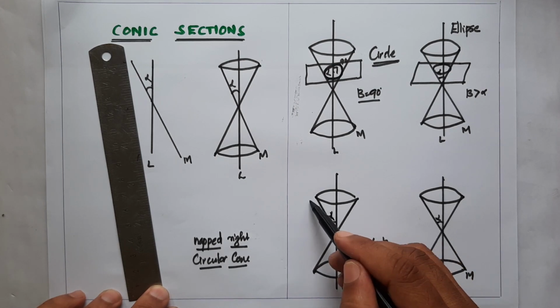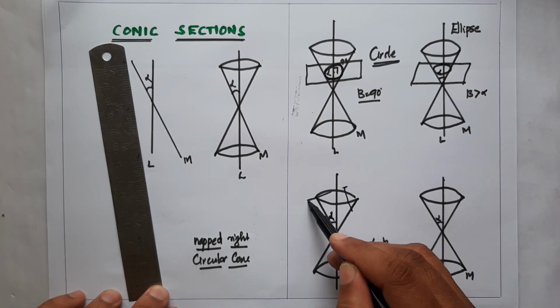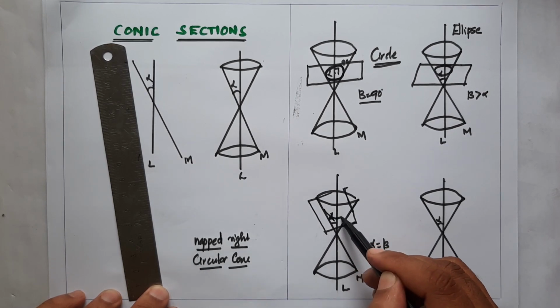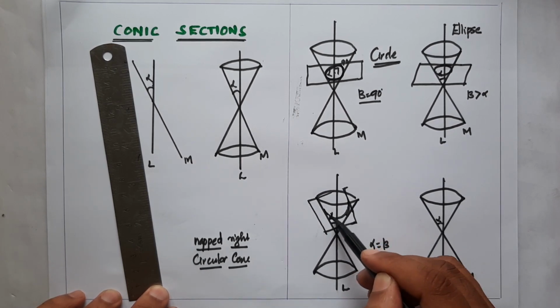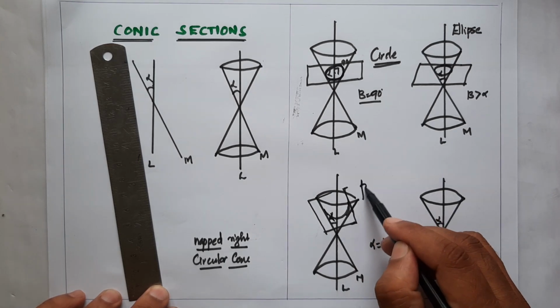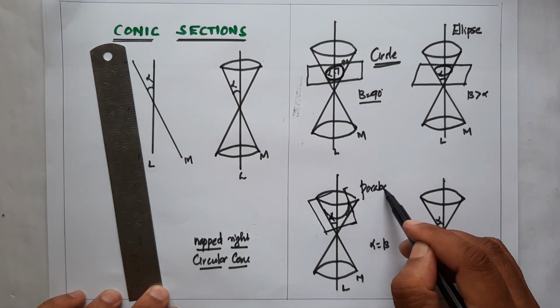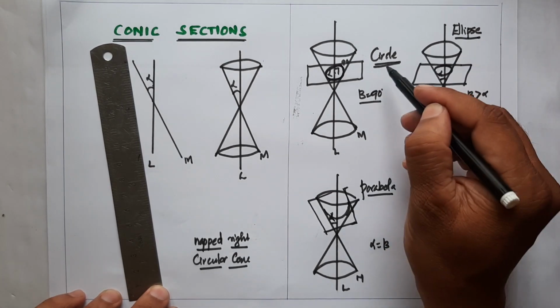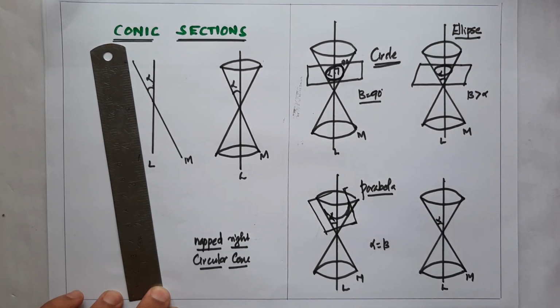When we take a plane section, that's like this, where we make a curve, that is called parabola. So we have an ellipse, a circle, and a parabola.